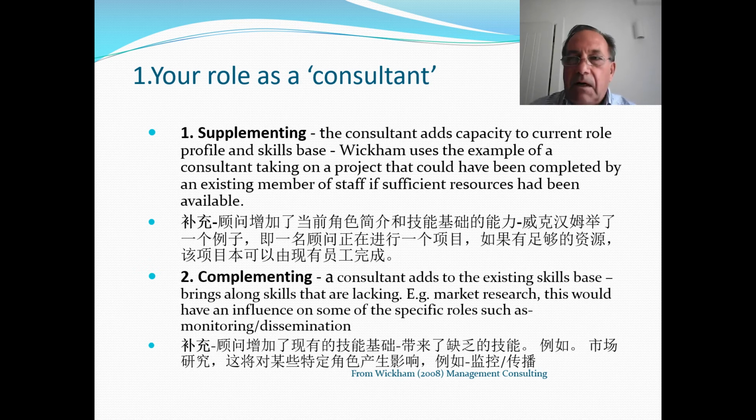So, for example, it might be the example that I provided on the slide. It might be to do with market research, being able to carry out some market research for the organisation, which the organisation don't have the skills, or perhaps the capacity, to be able to carry out. So slightly different from the first role in that this is actually complementing or adding to the skills base within the organisation.